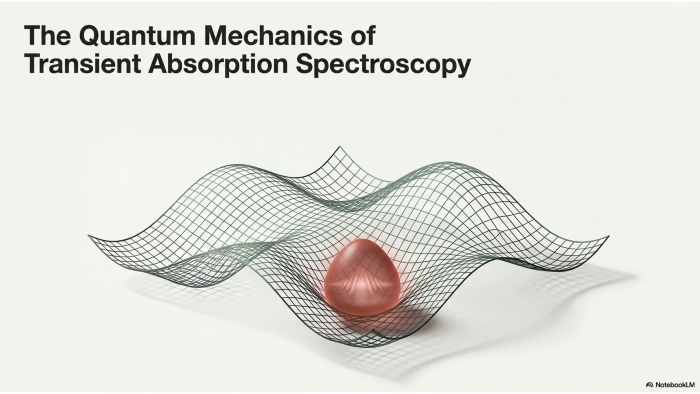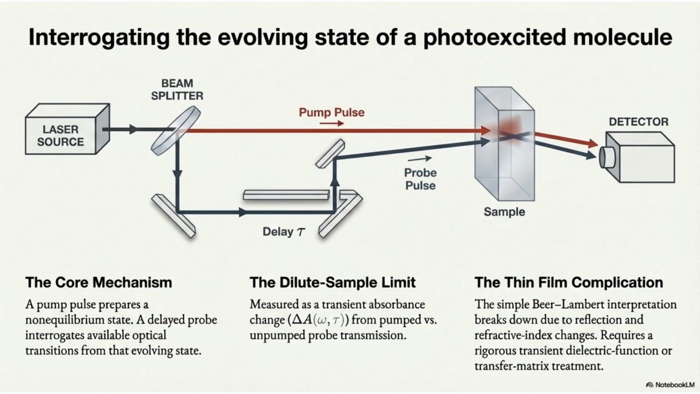Welcome to this video on the quantum mechanics of transient absorption spectroscopy, or TA. We will explore the quantum phenomena that govern this powerful technique. Transient absorption interrogates the evolving state of a photoexcited molecule. A pump pulse prepares a non-equilibrium state, and a delayed probe pulse measures available optical transitions from that evolving state.